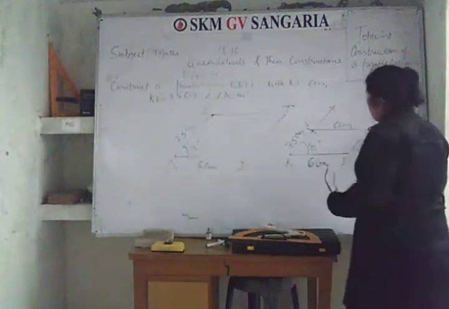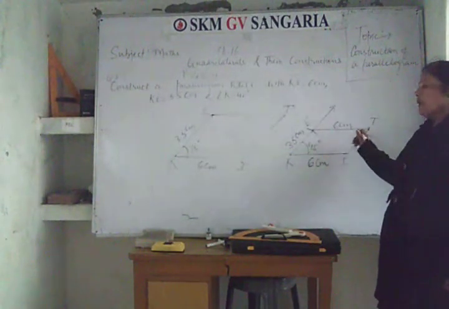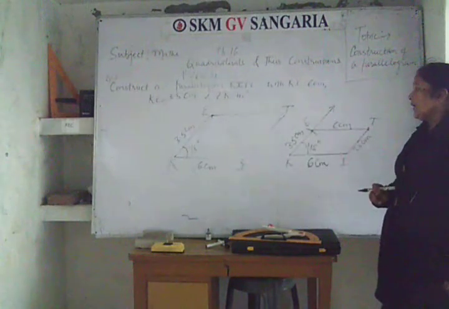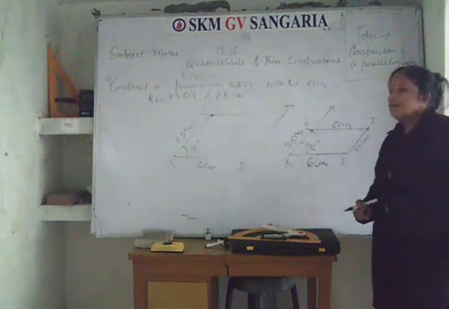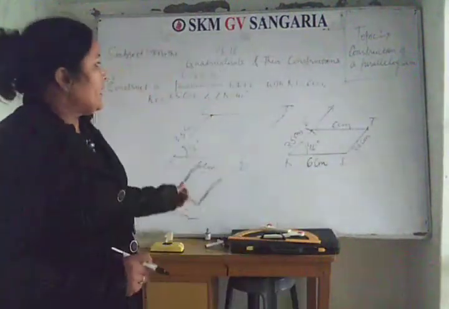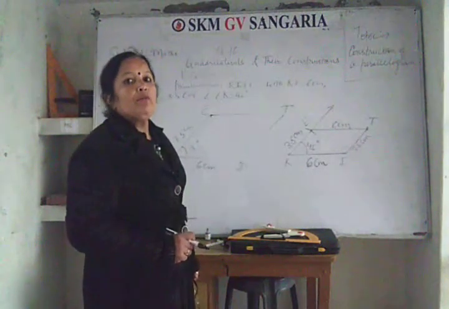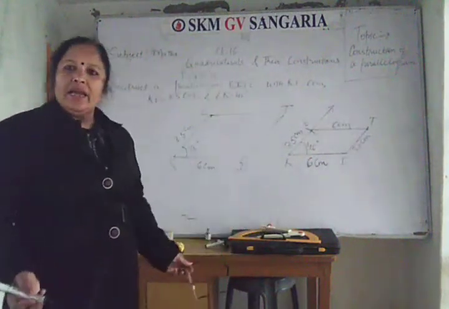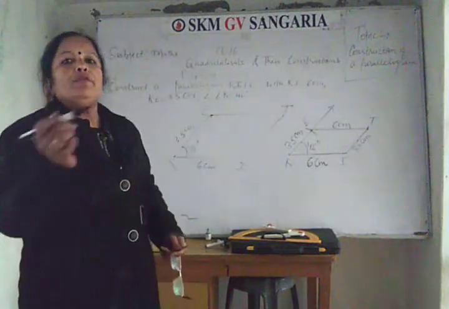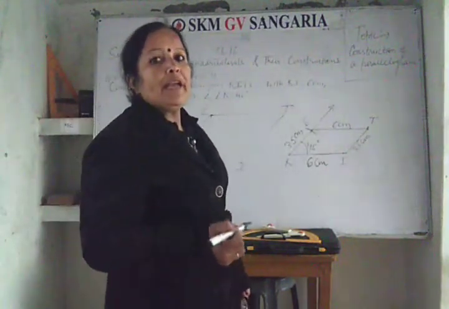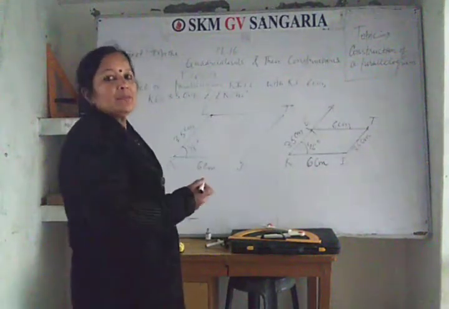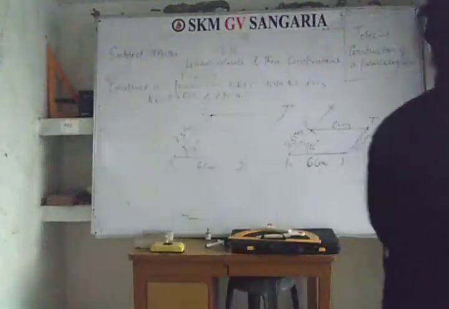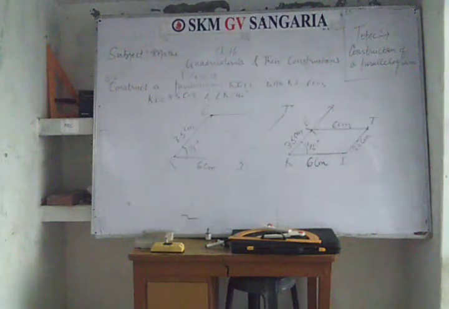Here, opposite angles of the parallelogram will be equal. Angle K will be equal to angle T. Angle I will be equal to angle E. Here, adjacent angles of a parallelogram are supplementary. Suppose angle K plus angle I will be equal to 180 degree. So, angle I will be how much? 180 degree minus 45 degree. So, you will get angle I. Then, opposite angles will be equal. When you sum up all the four angles, you will find the sum of all the angles of this quadrilateral is 360 degree. So you will measure all the sides and angles.